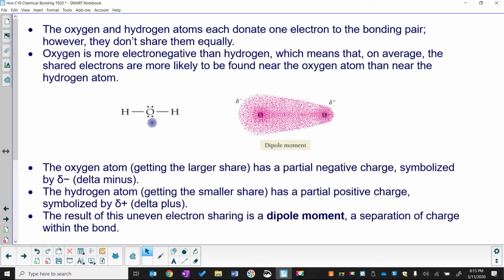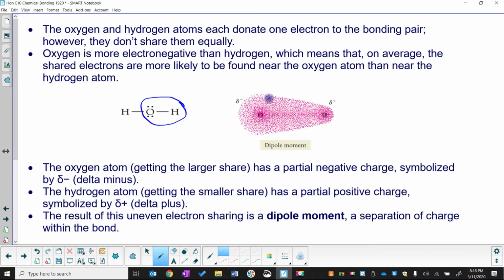We're just talking about bonds now, so if we look at the bond between hydrogen and oxygen, the oxygen is more electronegative, so it holds more of the electrons around here. Remember our probability map. The shared electrons are more likely to be found near the oxygen than the hydrogen. If there are more electrons, there's a slight negative charge, or a partial negative charge, and that is illustrated by this lowercase delta with a negative sign. The hydrogen has the smaller share of electrons, and it has a positive nucleus, so it has a partial positive.